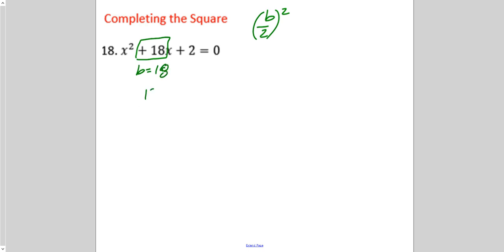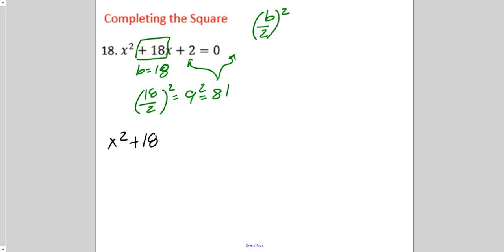So 18 divided by 2, b divided by 2 squared. 18 divided by 2 is going to give us 9. Squared is 81. So I need to add 81 to both sides of my equation. So we will have now x squared plus 18x plus 81 plus the 2 equals 0 plus 81.